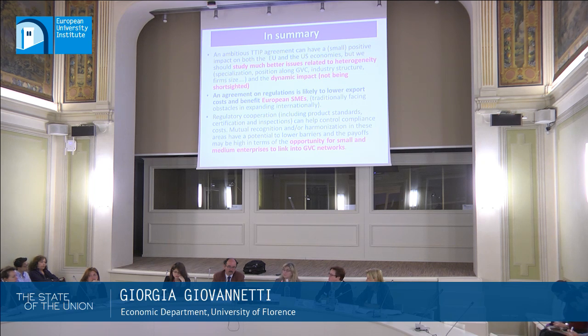The second point that I wanted to make is that an agreement on regulation is likely to lower the export cost and increase the benefit especially for small and medium enterprises. Why? Because small and medium enterprises are the ones which traditionally face obstacles in expanding internationally. But they are also the ones which are given an opportunity to join global value chains, and this has changed a lot the picture recently of the interaction between big and small players. It's really an opportunity for them to join.